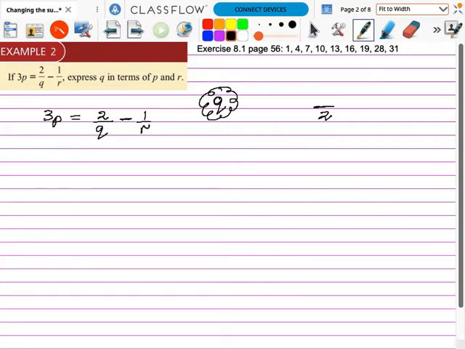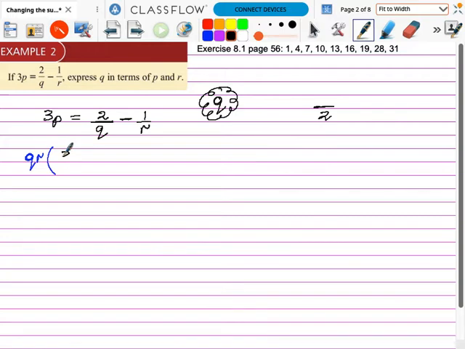So how do I undo a divide by Q? Nathan? You multiply by Q. But I've also got a divide by R. So how am I going to undo a divide by R? Leon? Multiply by R. So what am I multiplying by? Q. I'm multiplying by Q and I'm multiplying by R. So once again, for the example, I'm going to be multiplying by QR.